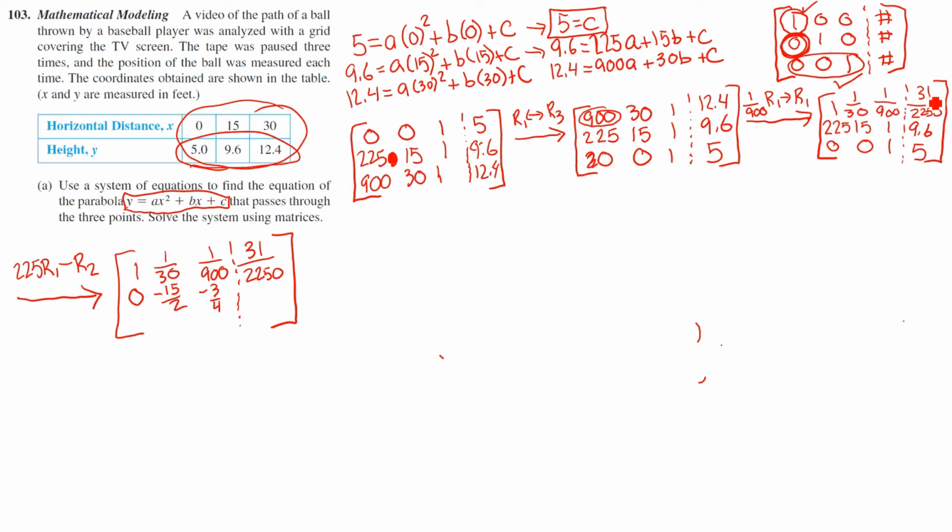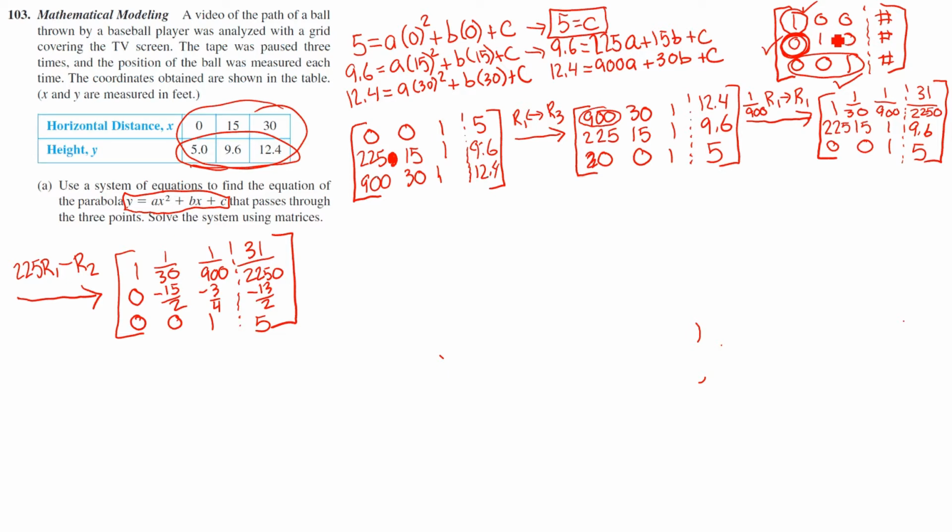Then we'll do 31 over 2,250 times 1 over 900 minus 9.6, and leaving it as a fraction just to stay consistent, it'll be negative 13 over 2. And then the last row is going to remain the same because I already had that 0 there. Now, we're done with getting that 0.